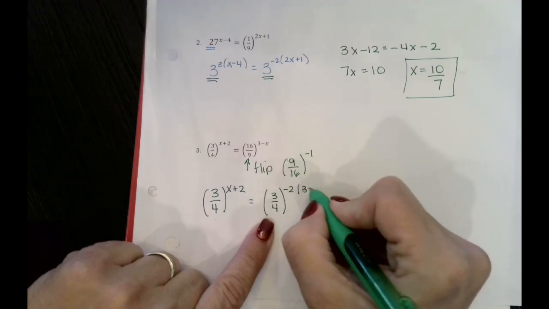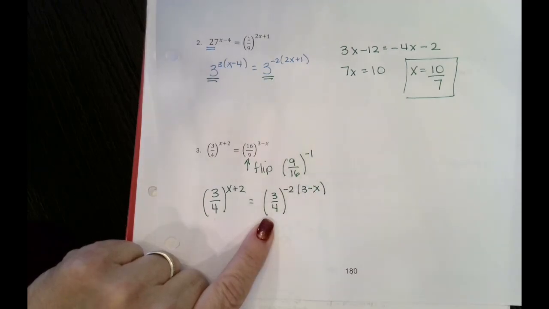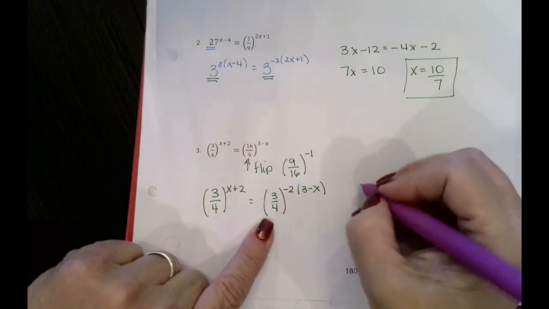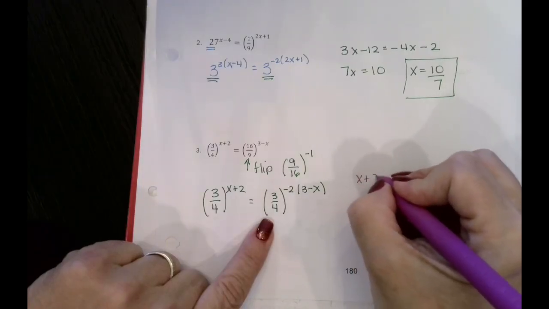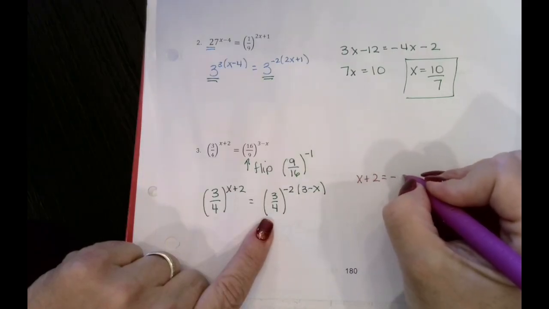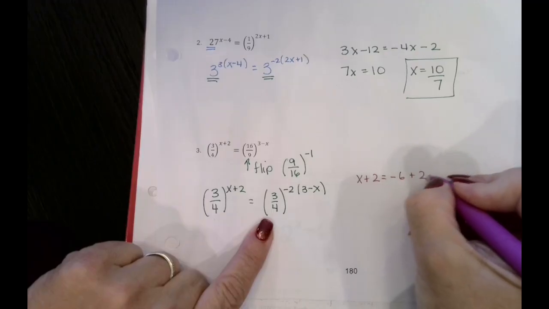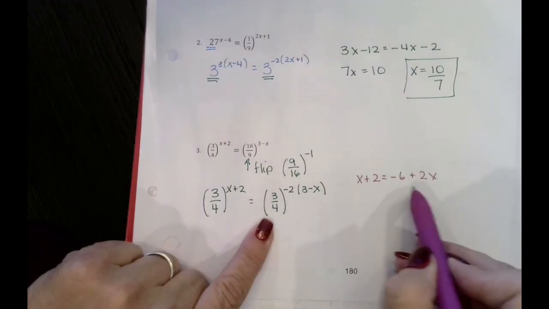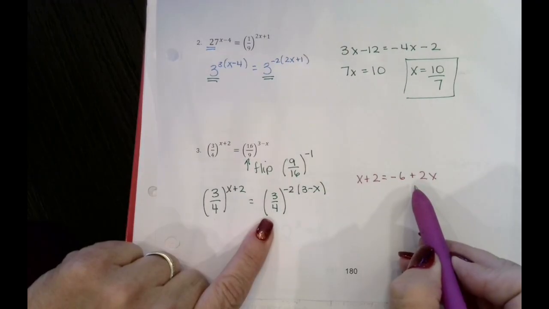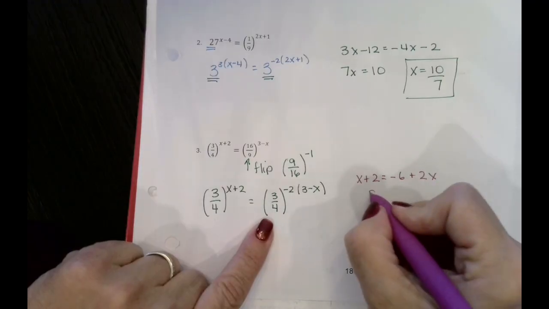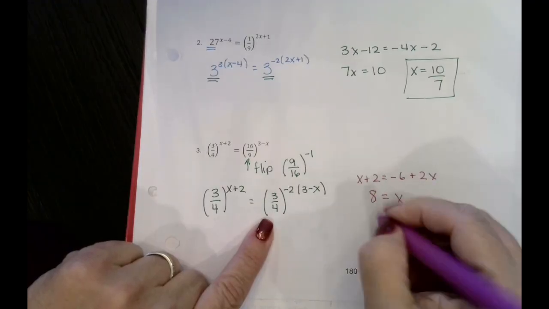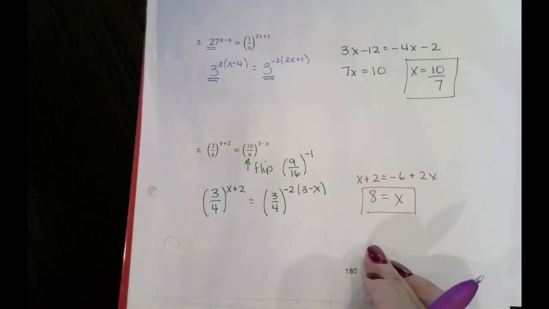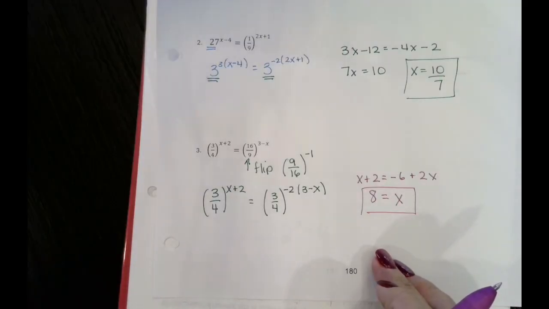And then I still have 3 minus x. So now I have the same base. So if I solve this, I would have x plus 2 equals negative 6 plus 2x. So I just distributed as I wrote this out. So if I solve this, this gives me 8 equals x. And that's my solution there.